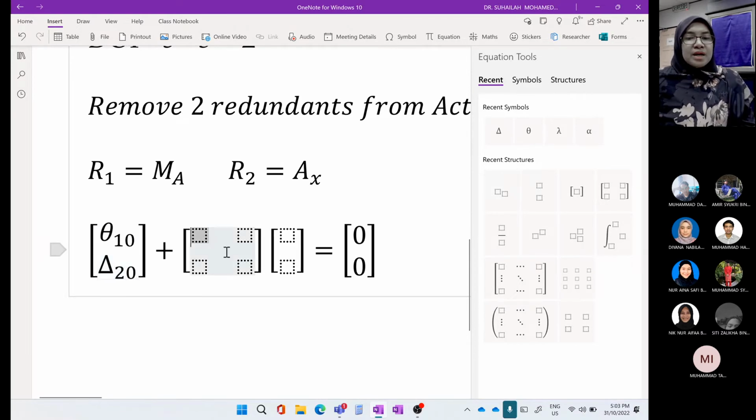Okay, next is the flexibility matrix. Flexibility matrix is 2 by 2 because of 2 redundants. It must follow the matrix characteristic, the positions 1,1, 1,2, 2,1, 2,2. So all F.